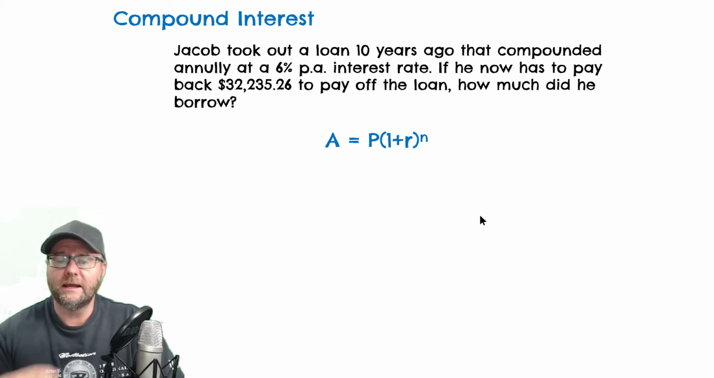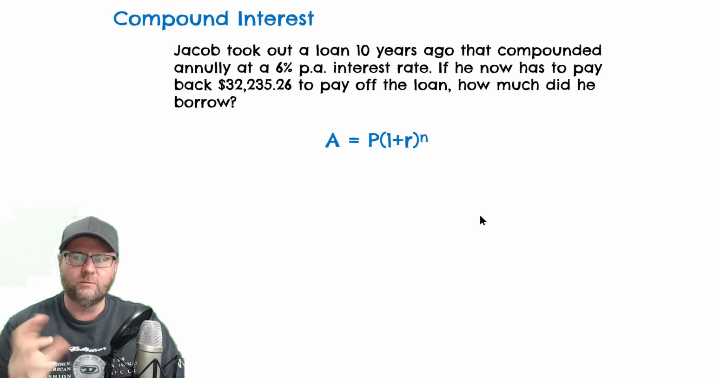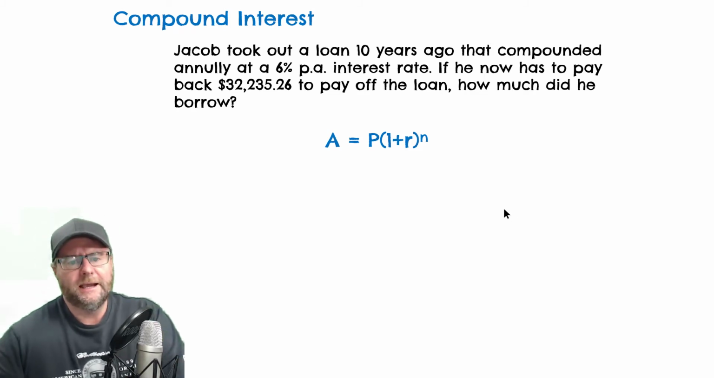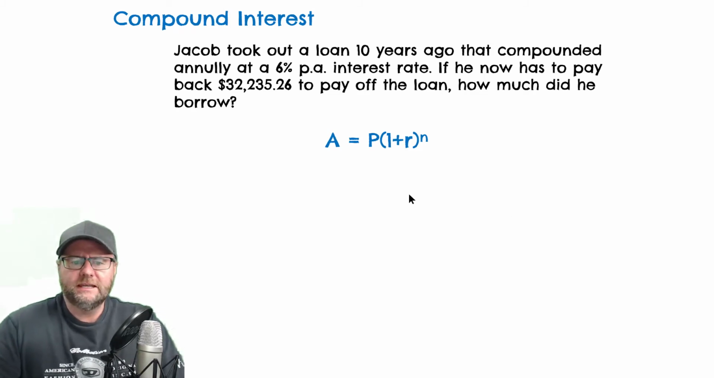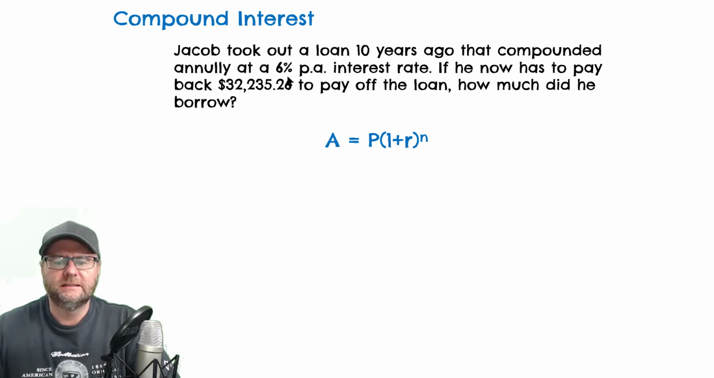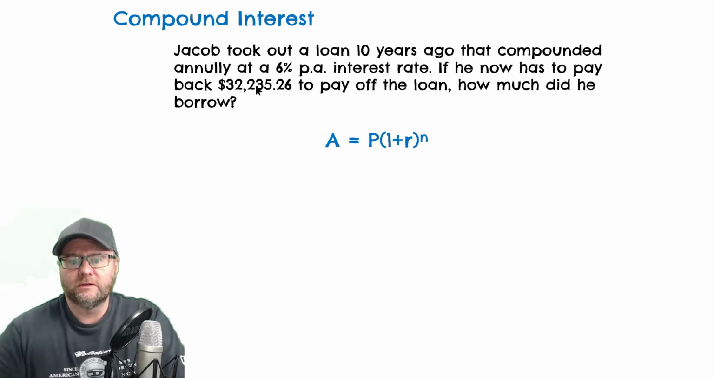Jacob took out a loan. Now, compound interest can apply to loans as well as investments. It's the same idea. One is where you're getting money, one is where someone else is getting your money. He took out a loan for 10 years, compounded annually, so it's a compound question, at 6% per annum. If he has to pay back this amount, so this is the final amount that this loan has grown to, how much did he borrow? So what was the principal?